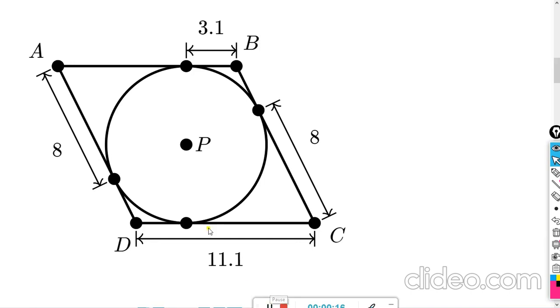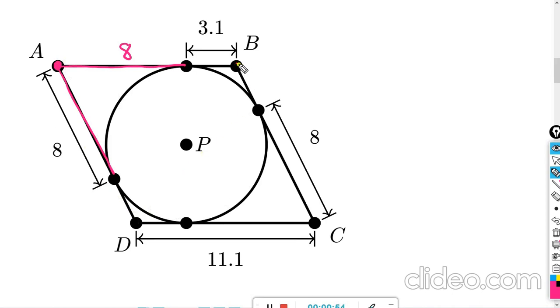So for this problem, you want to remember if two tangent segments meet at the same endpoint outside the circle, then those tangent segments are congruent. So this line segment here is 8, which means this line segment here is also going to be 8. The reason is that both of these are tangent to the same circle and they meet at the same point. So you want to go around the circle and do the whole thing that we just did.